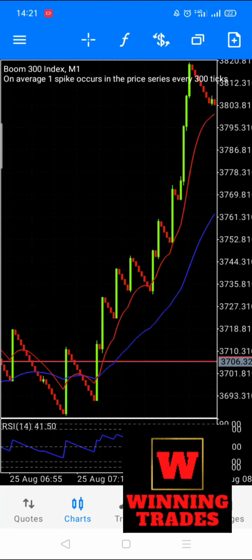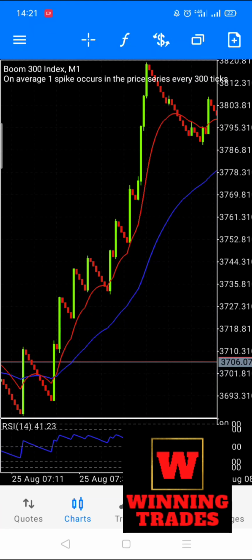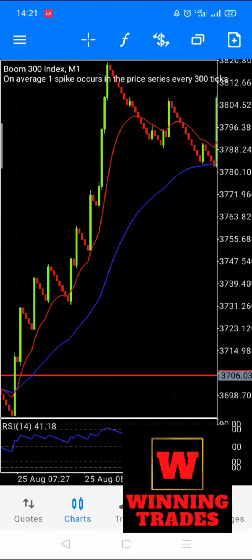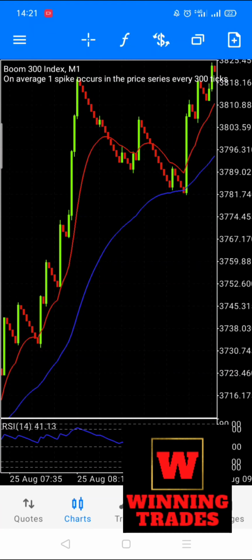Look at all the profit you would have made, guys. Every time price came back to the 13 EMA, you place your buy. Look at the profit. It came back to the 13 EMA, you place your buy. Look at the profit all the way up to this point. So guys, this stuff works.